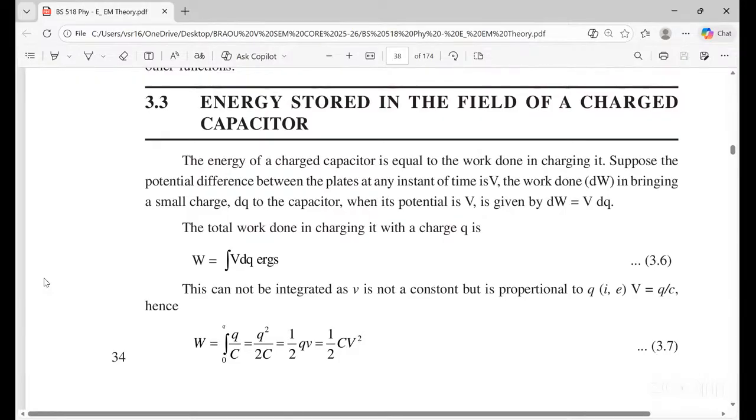The total work done in charging the capacitor plates, W equals the integral of VdQ. If you substitute the V value as Q by C, then by integration of x dx, which is nothing but x squared by 2, you should have half CV squared as the value.